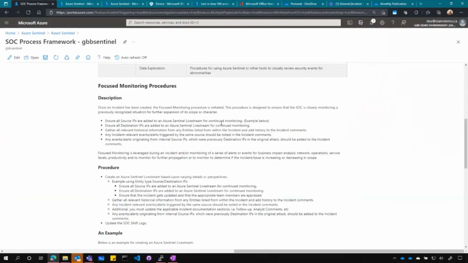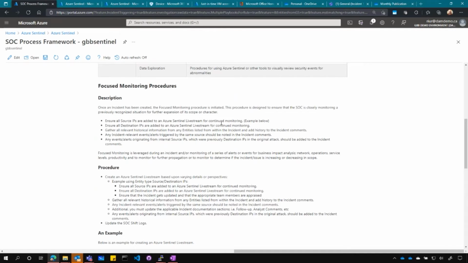Let's dive a little bit into focused monitoring. So this section covers at a high level what focused monitoring looks like. This is really giving an example around leveraging live stream. The focused monitoring procedure leverages a capability that Sentinel offers to focus around data that you may want to monitor for a period of time before making a decision.